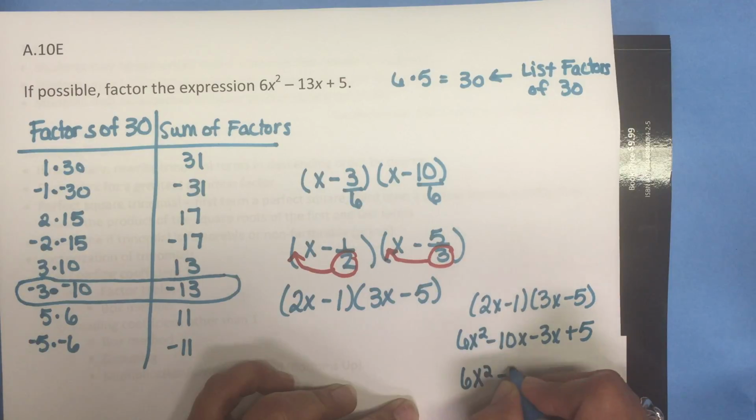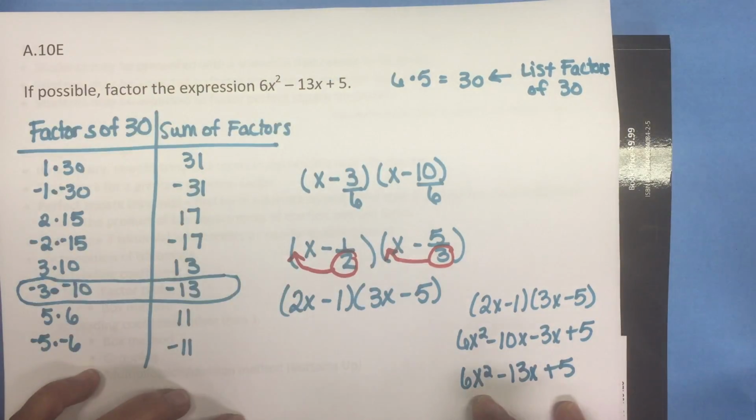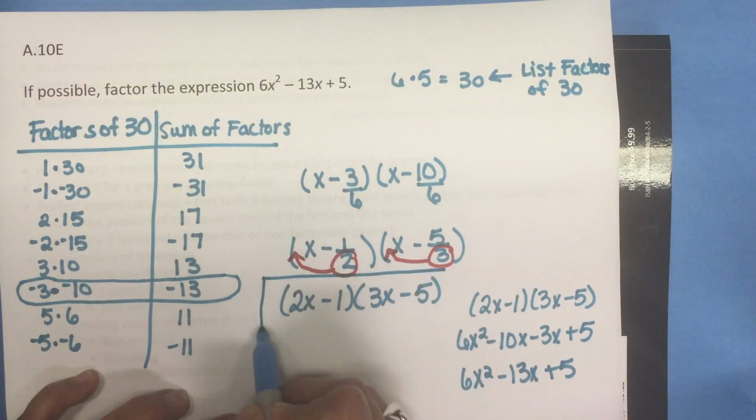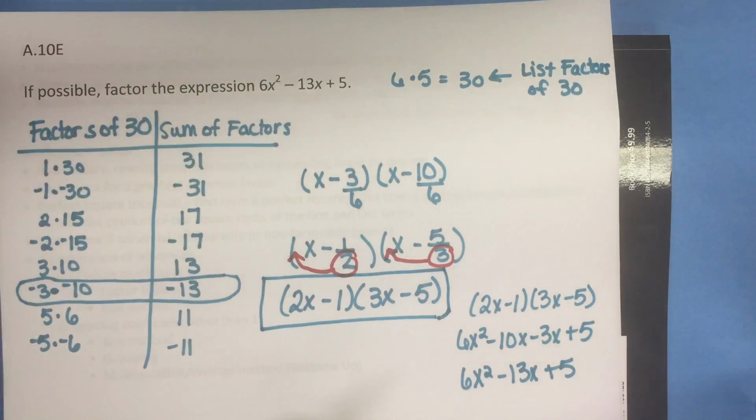Simplify by combining like terms, and we do get the trinomial that we started with. Therefore, we know that these are the correct factors, and we have found the factors of that trinomial: 2x minus 1 and 3x minus 5.